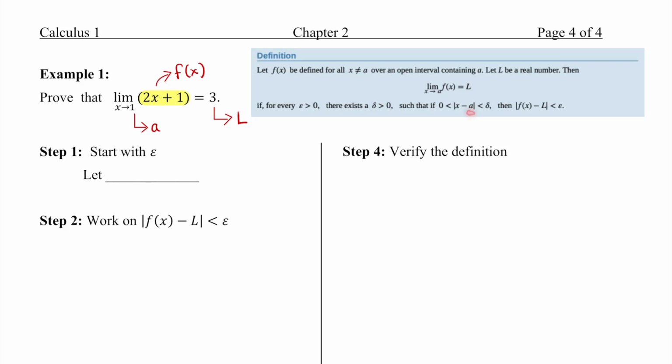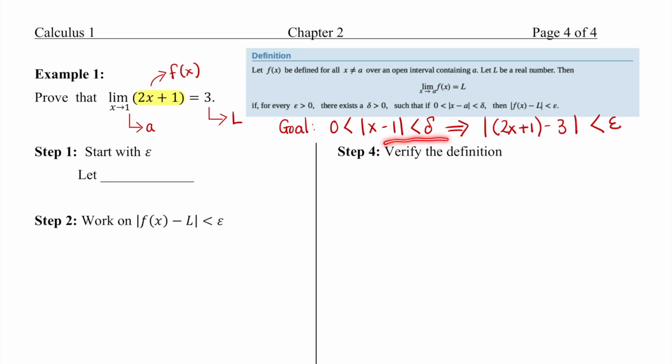So we need to show that for every epsilon greater than 0, I can find a delta greater than 0, such that if 0 is less than the absolute value of x minus 1 less than delta, then the absolute value of 2x plus 1 minus 3 is less than epsilon. This is the exact statement we must prove.